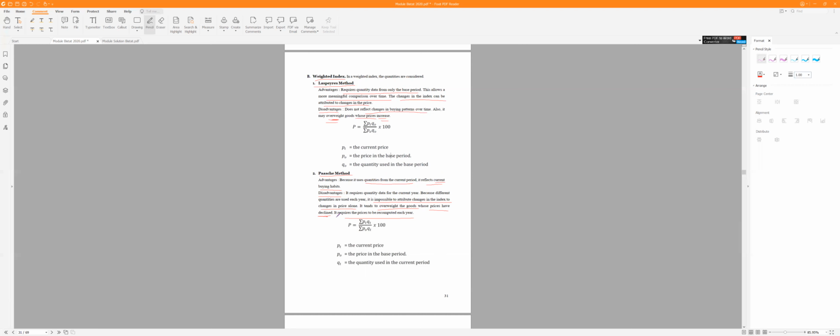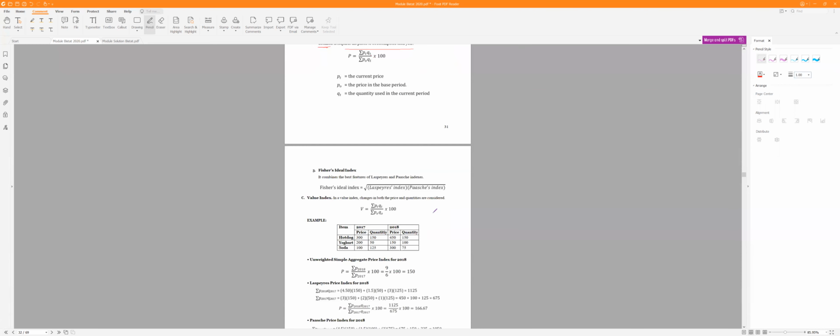So basically you can see the disadvantages and advantages of each method. Now you have to memorize that. This is the formula. It's similar to Laspeyres, but look at that. It uses QT, the quantity from the period that we chose. So for Laspeyres, we use Q0, and for Paasche, we use QT. And this is Fisher's ideal index. It basically just combines them together.